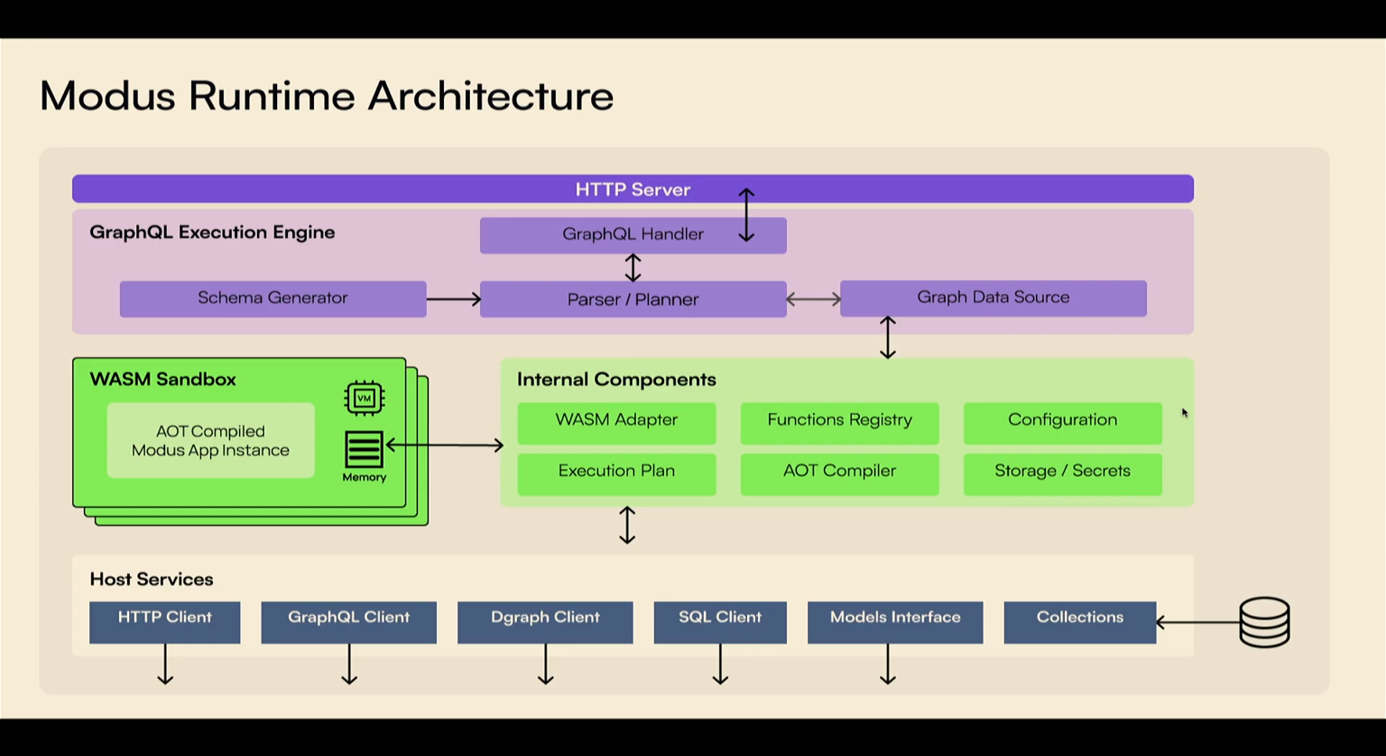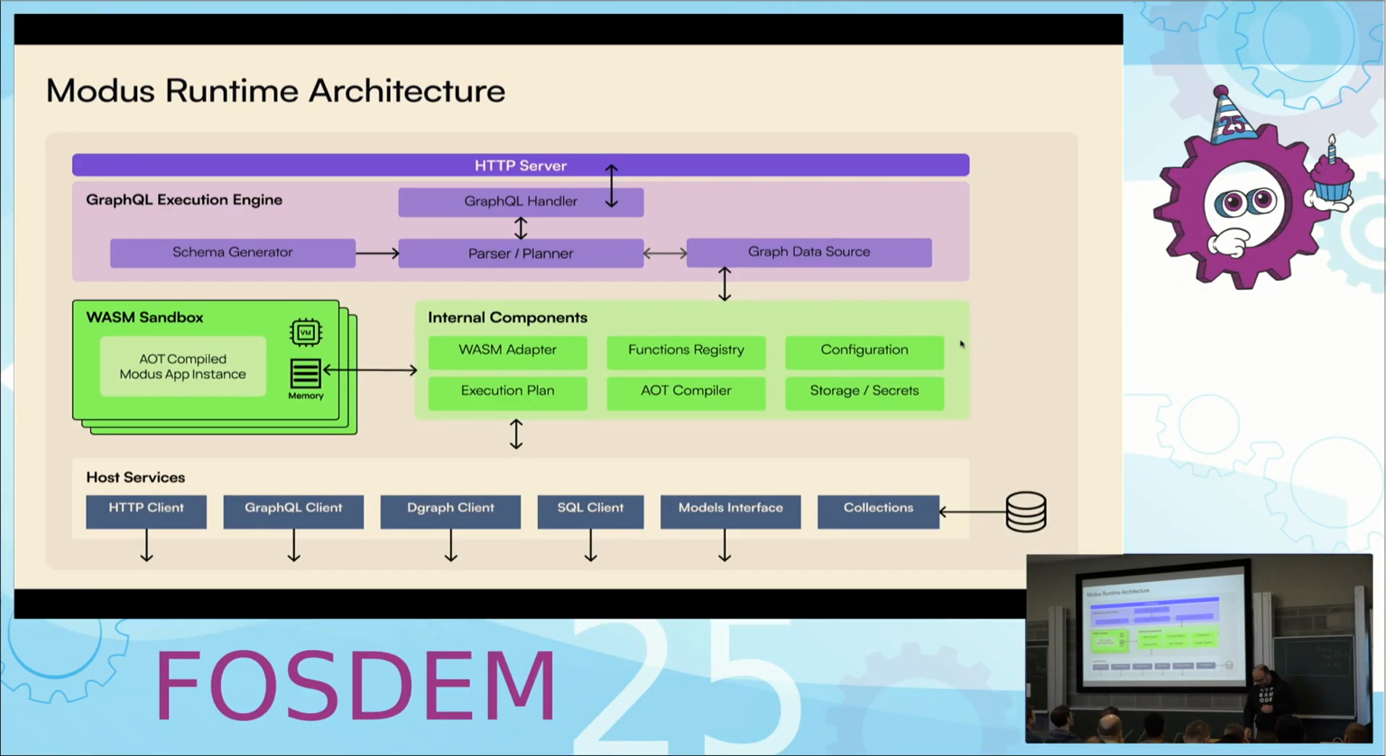Our runtime is built on top of the Wazero Go WebAssembly runtime, if anyone's using that. And then in the GraphQL piece, we leverage a lot of WunderGraph's Go GraphQL tooling to generate the schema, again, based on the types that you've defined and the signature of your function.